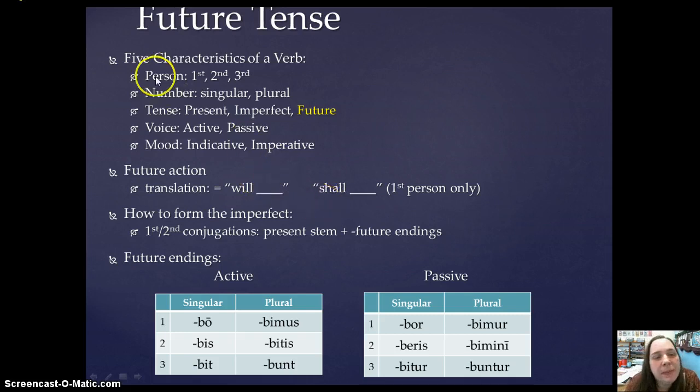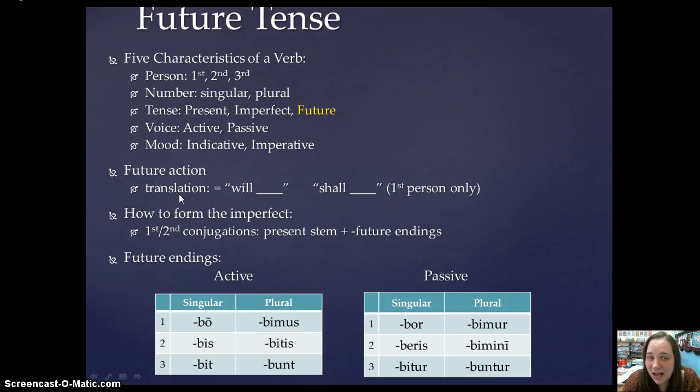Okay, so just a review. Remember that a verb that can conjugate has 5 characteristics: person, number, tense, voice, and mood. You know first, second, and third person in the singular and the plural. You know the active and the passive. You actually now know the imperative mood in addition to the indicative mood. And now you're going to learn one more tense. You know the present, you know the imperfect, and now you're going to learn the future.